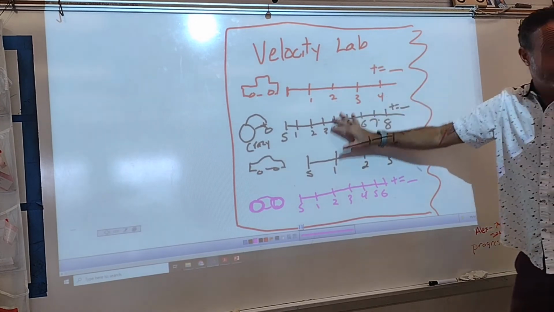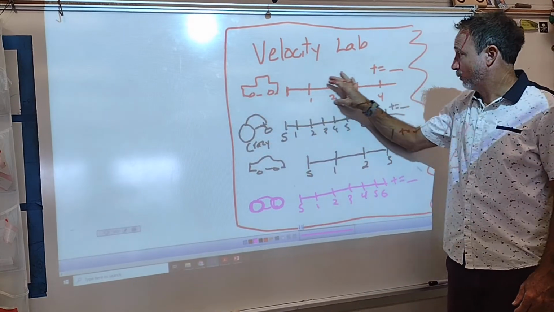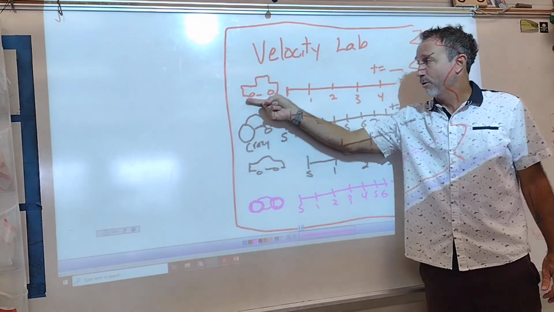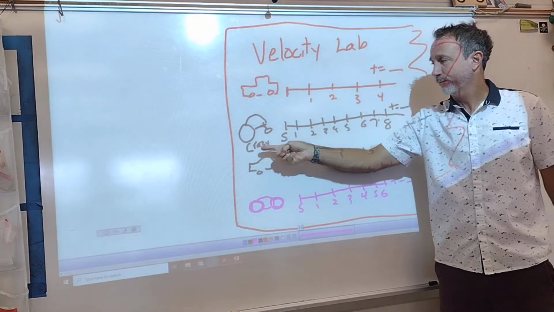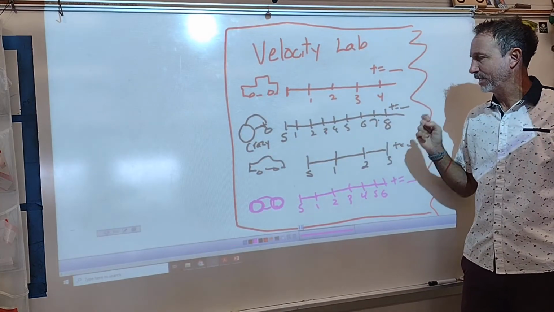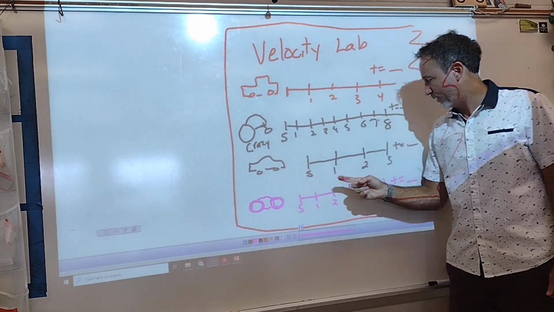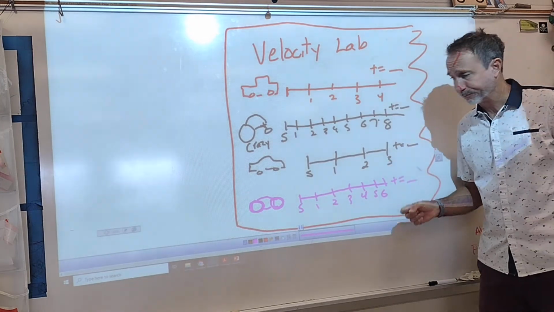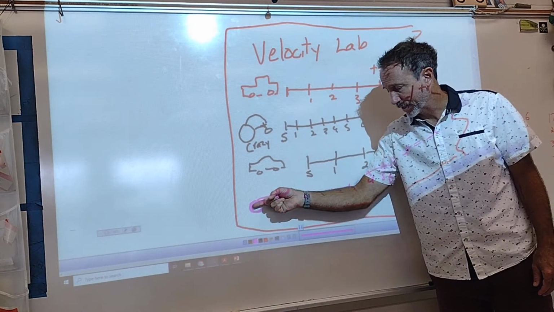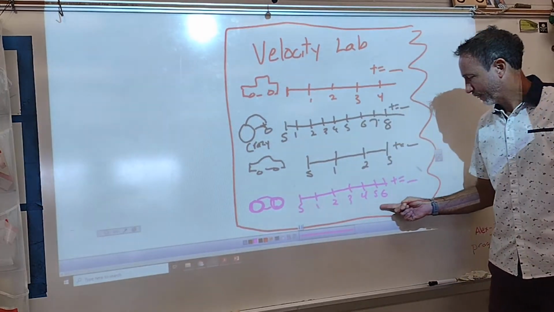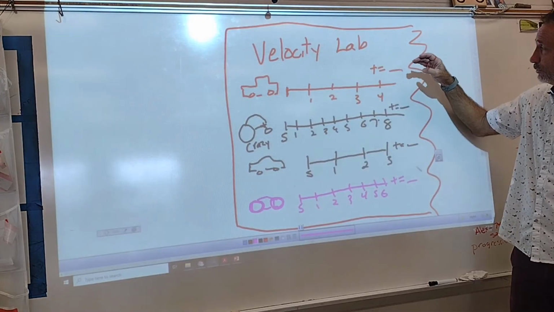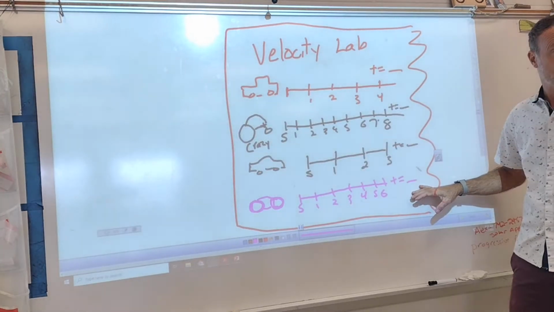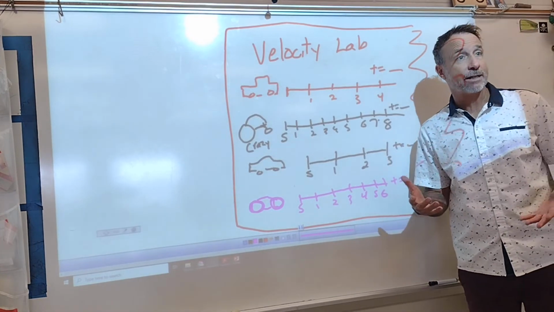So we went outside. We created 4 different tracks. The track for the truck was 4 meters. For the crazy car was 8 meters. For the Camaro, which was kind of not working well, was supposed to be 3 meters. And then for this other crazy car with the orange wheels, that track was 6 meters. And then you timed how long it took them to go. So now we can get the velocity of each car.